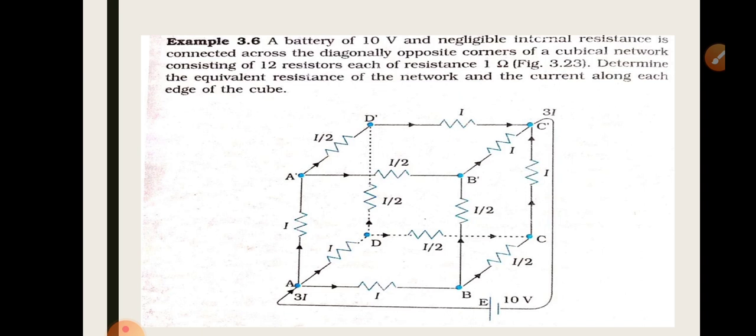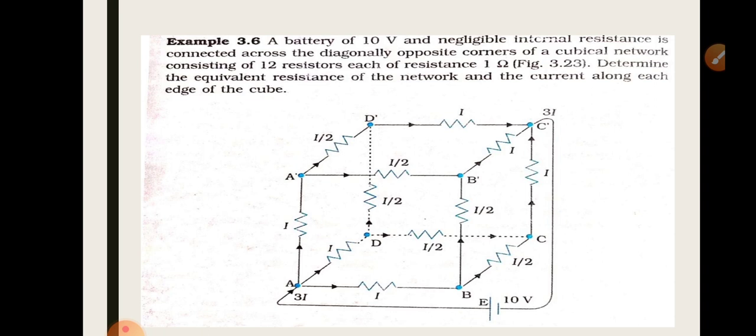In this kind of question, we will select one loop, and that loop should consist of the EMF E. Now Ohm's law, E equal to what? E equal to IR. So that E equal to IR we will write as one equation, and one equation from Kirchhoff's law. Let us see what we will do in this question.